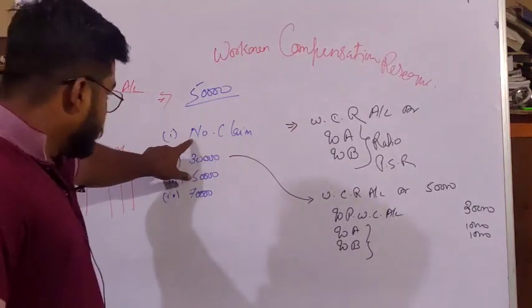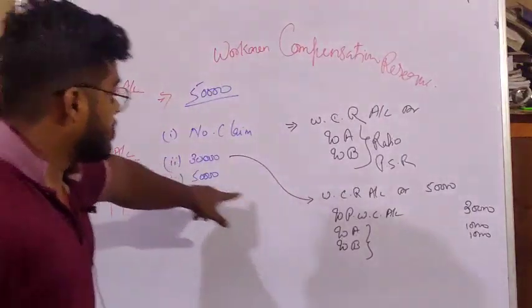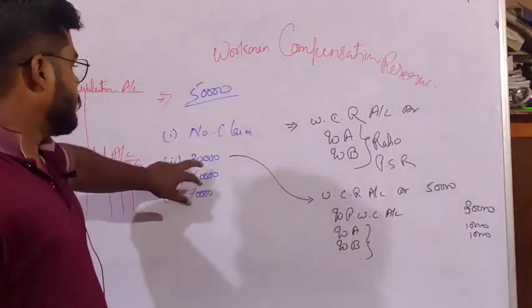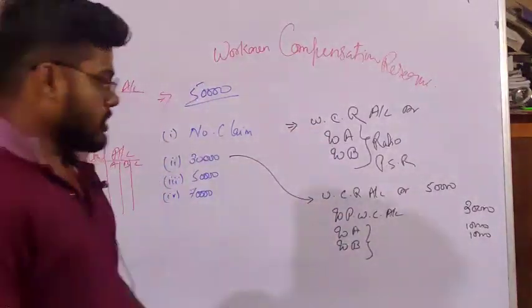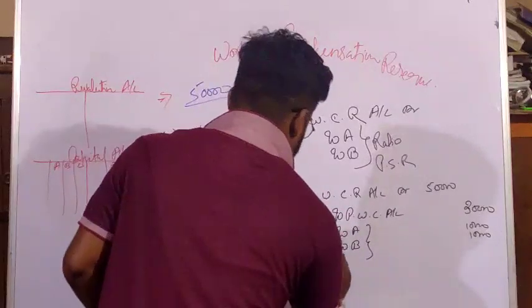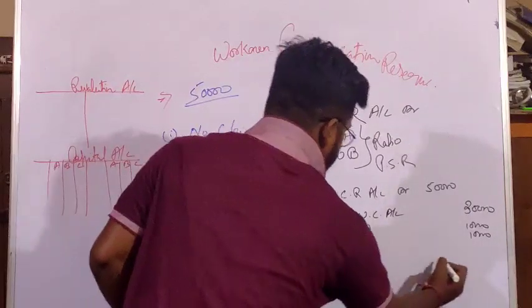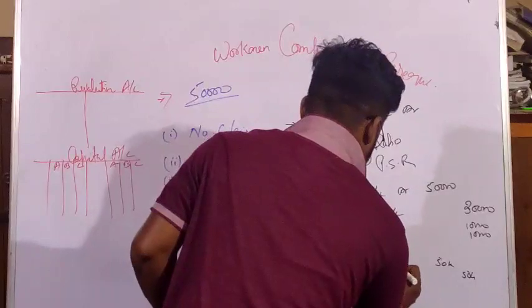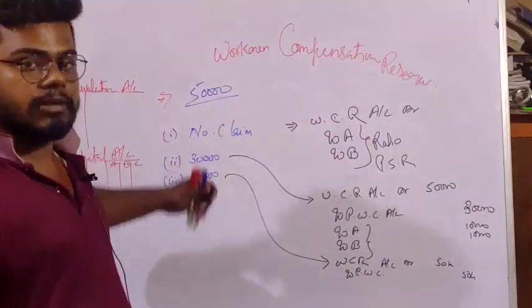If there is no claim, then no problem, the whole amount belongs to A and B. If there is a claim, then we have to pay the claim, and the remaining amount will be shared. Sir, what about 50,000? No problem. If there is a claim of 50,000, we will not take any amount. So what will be the journal entry? Workmen Compensation Reserve to provision for workmen compensation claim, 50,000. There is only 50,000 and there is a claim of 50,000.